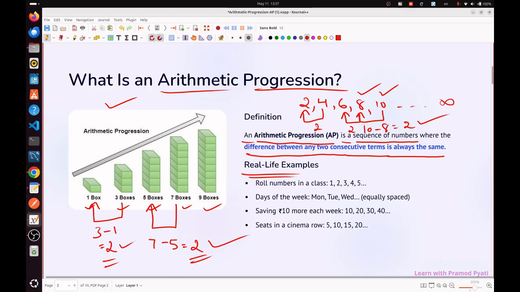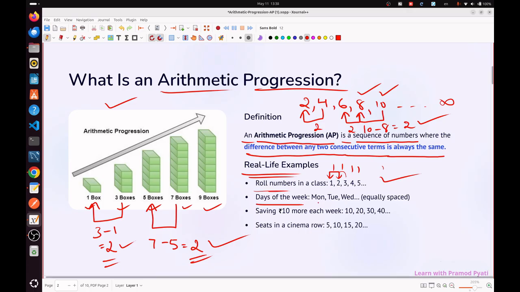So here are some real life examples. Consider roll numbers. Roll numbers start from 1, 2, 3. If you go to a classroom and the teacher asks, starting from roll number 1, present, you will say 1, 2, 3, 4, like that. Here the difference is 2 minus 1, that is 1, and 3 minus 2, here also 1. So the difference is always 1. That's why this is an arithmetic progression.